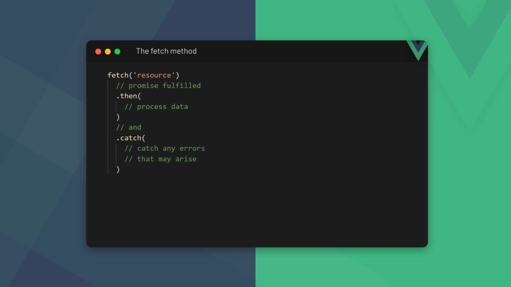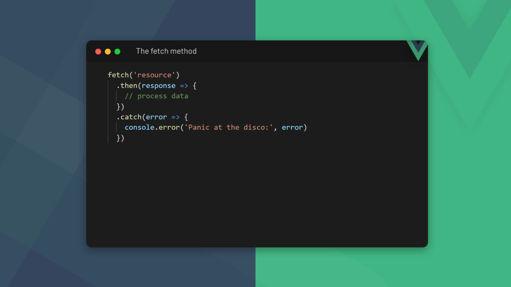The then block is a way of saying, when the promise is fulfilled, then do something. And if we encounter an error at any point during the operation, we can handle it in the catch block. The then and catch blocks take an anonymous or arrow function as argument. We can also chain more than one to the statement if needed.